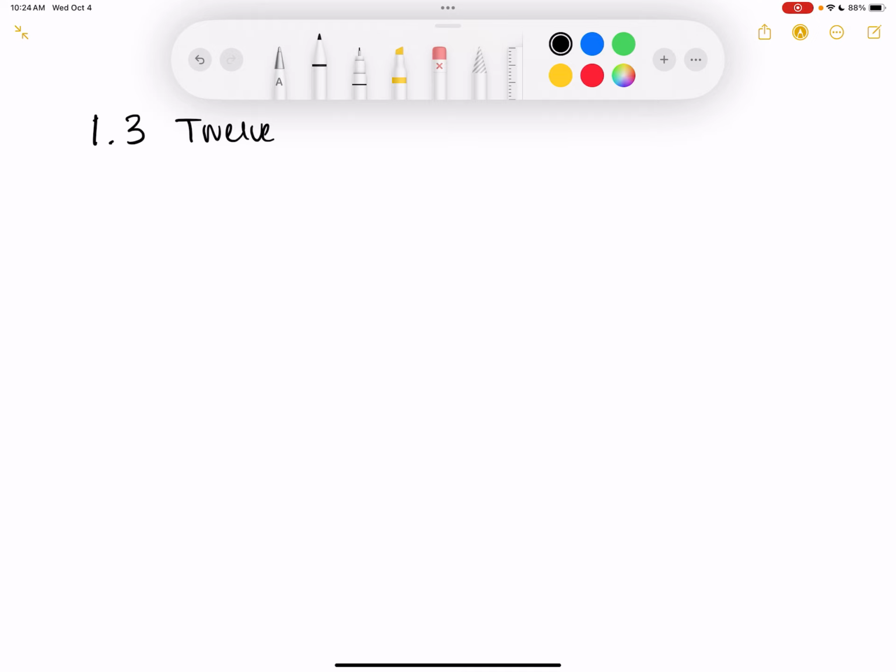1.3, 12 basic functions. Nothing new, you know.